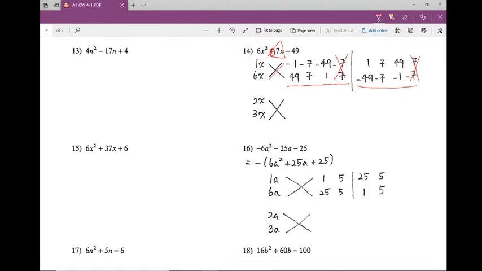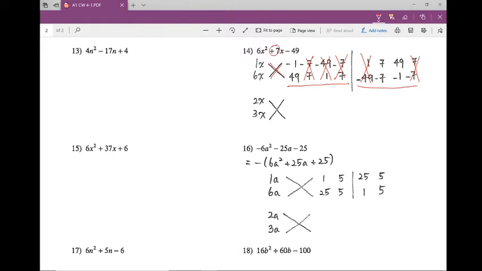So I'm not going to try out any pairs that give me a large negative. So for example, 6x times negative 7 is way too negative compared to 1x times 7, which is way too small of a positive number. So I'm not going to try this, and for that same reason, I'm not going to try this as well. I'm also not going to try this pairing because 1x times negative 49 is way too negative for 6x times positive 1. So I'm not going to try this as well. So I've already limited my trials to just 3 pairs.